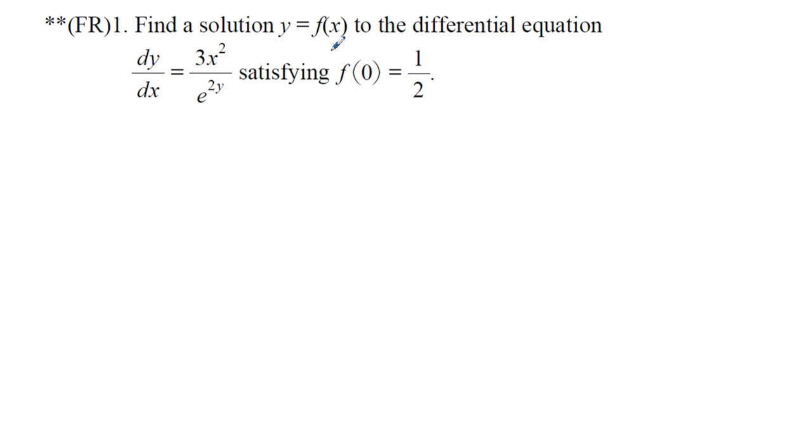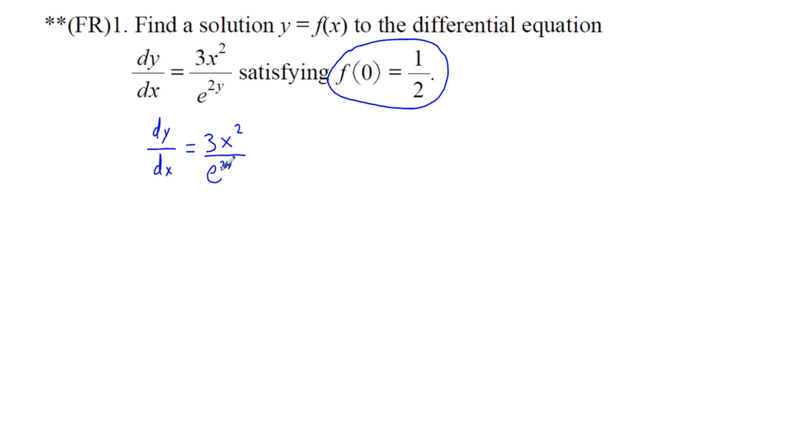Problem one, find a solution y equals f of x to the differential equation. You have a differential equation and an initial condition, and this sometimes is called a boundary condition. So let's go about the process. A lot of times in our AP test, you'll be given a problem like this where you get points for each separate step. So you have dy/dx equals 3x squared over e to the power of 2y.